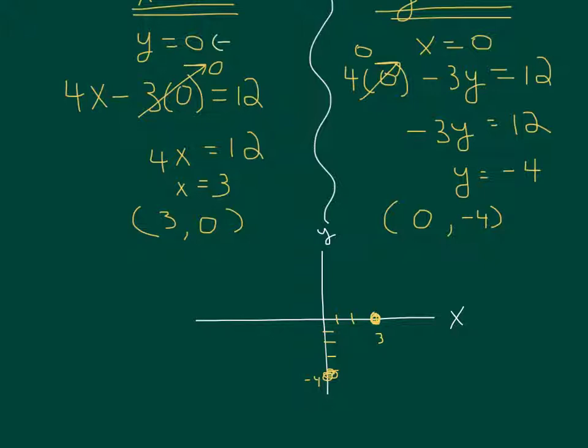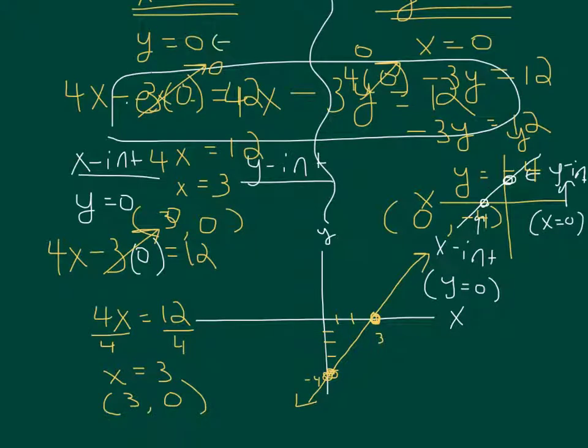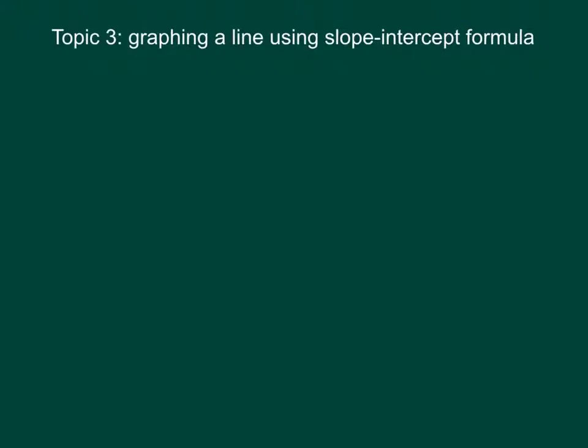And all you're doing is connecting these two points to make a linear line, and that is the graph of the equation. The third topic that we're going to review is how to graph a line using the slope-intercept formula. Sometimes the example will be just as easy as y equals 2x minus 4.